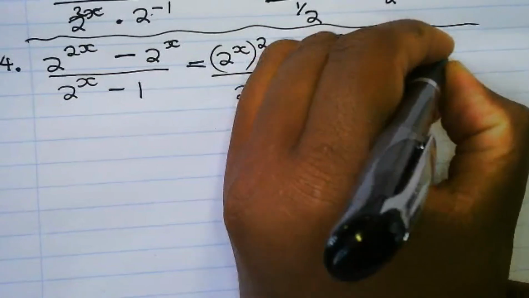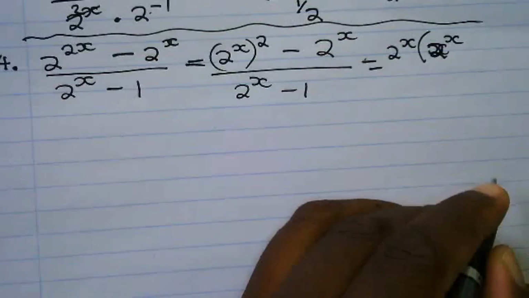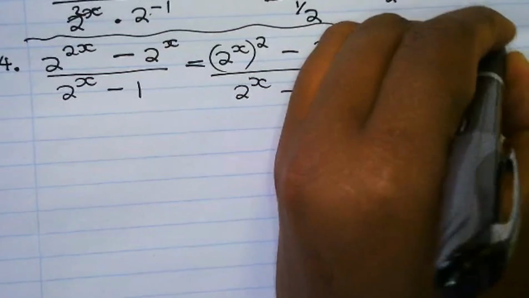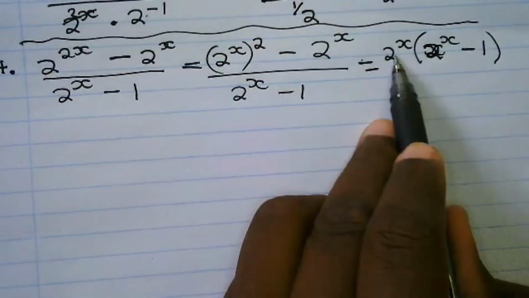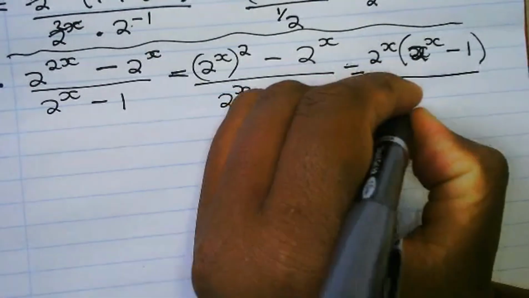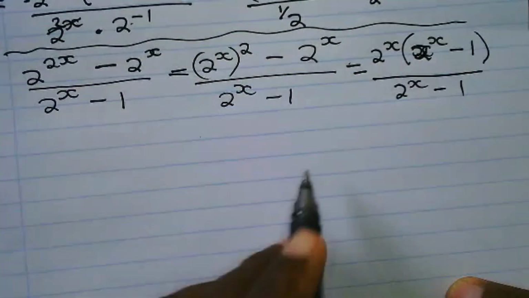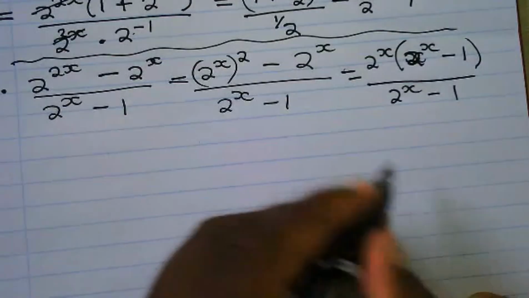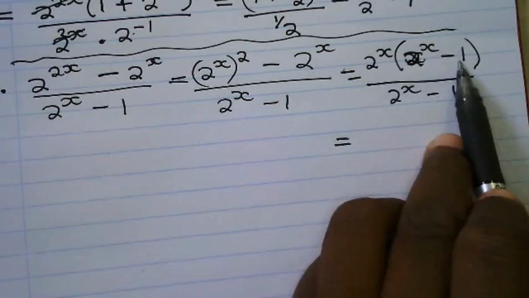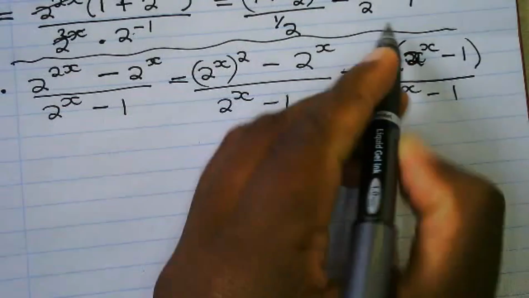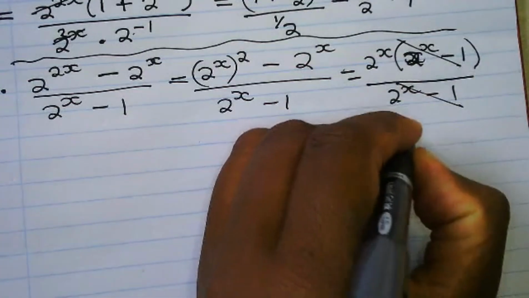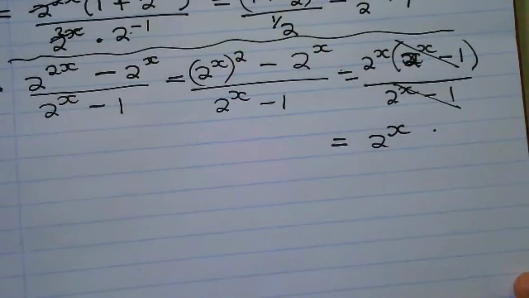Sorry, we're left with 2 raised to x, the 2 raised to x there, minus 1. So if we factor out this, we are left with a 1 here over 2 raised to x minus 1. Now we have 2 raised to x minus 1, 2 raised to x minus 1. So these can be cancelled. We are left with 2 raised to x.